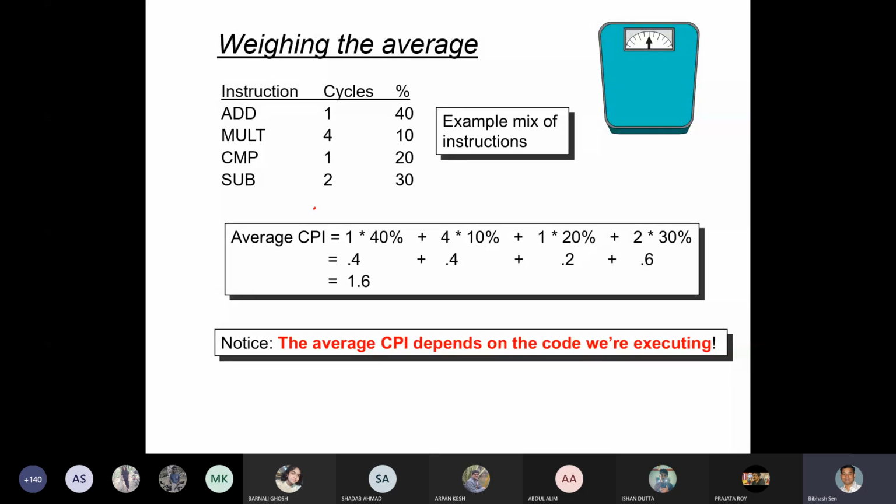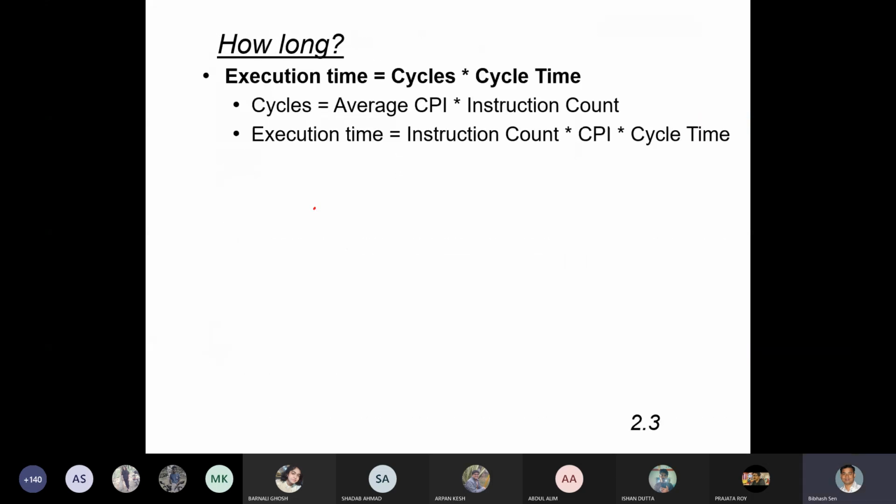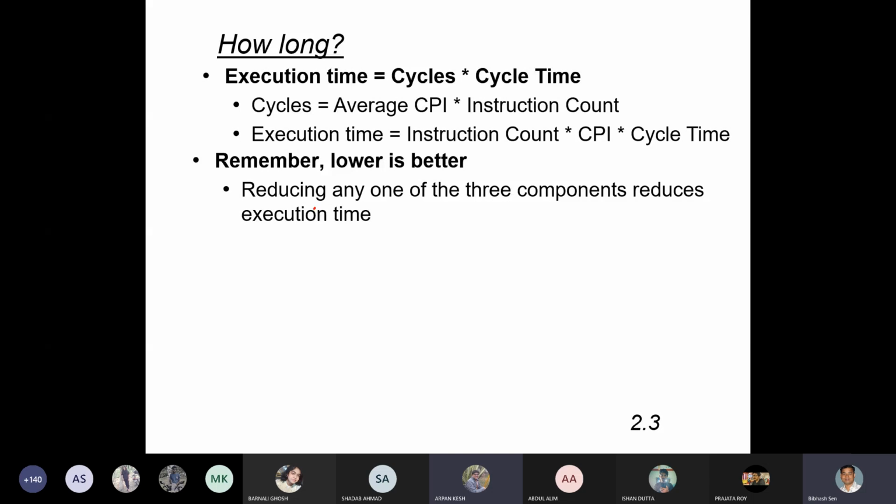So execution time will be what? Total instruction count times cycles per instruction times cycle time. Am I correct or wrong? Yes, sir. So you know that the execution time will be the instruction count, times the average CPI, which we know, times the cycle time.